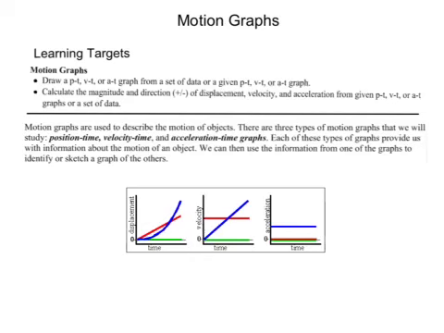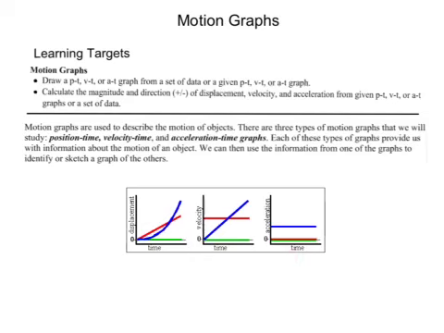And what that means is, for a position time graph, sometimes called the displacement time graph, we place our displacement on our y-axis, time over our x-axis, and graph the change in displacement over time. With our velocity time graphs, or VT graphs, we graph the change in velocity over time, and with acceleration we graph our acceleration over time.